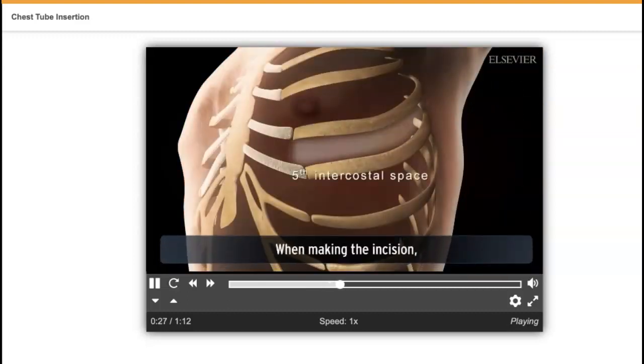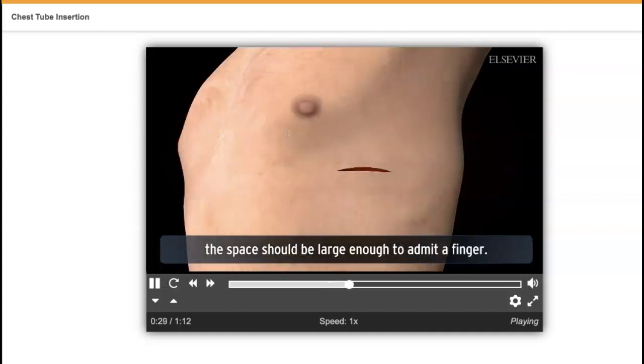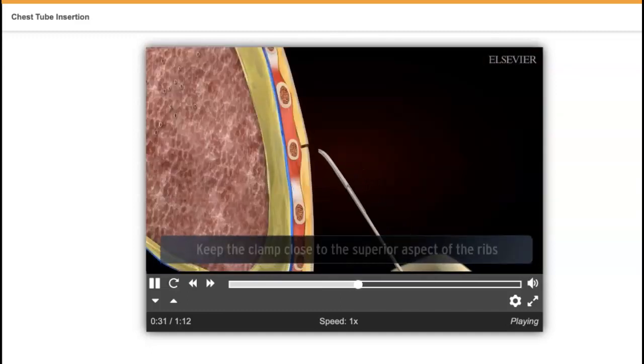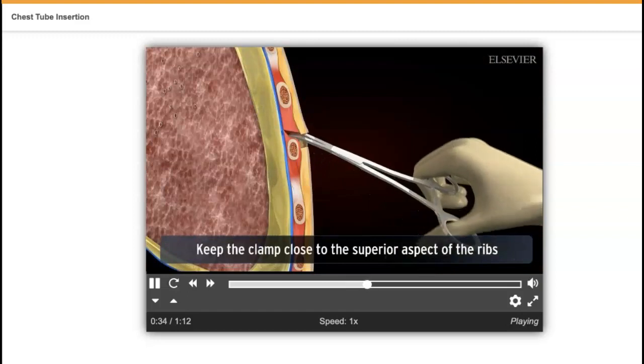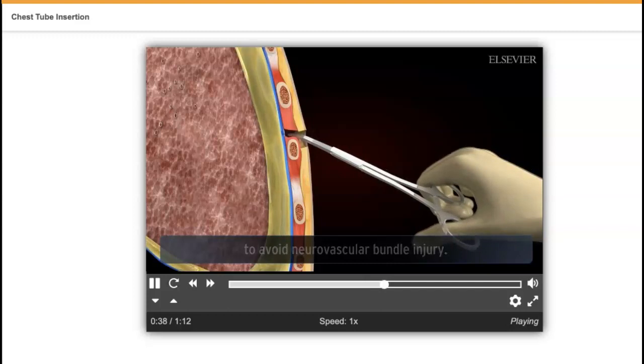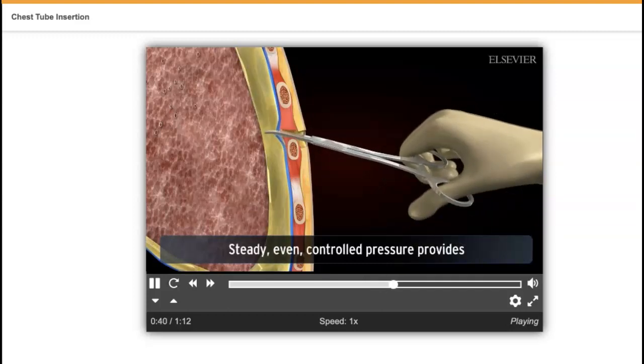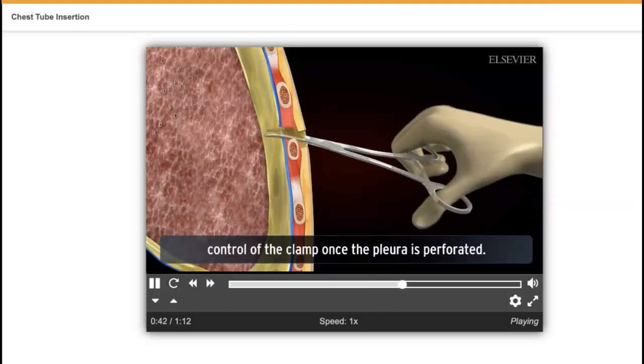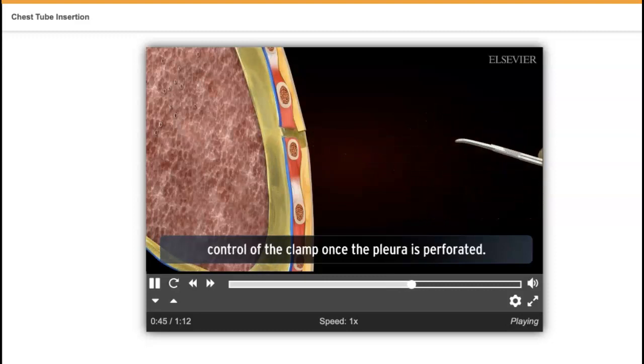When making the incision, the space should be large enough to admit a finger. Keep the clamp close to the superior aspect of the ribs to avoid neurovascular bundle injury. Steady, even, controlled pressure provides control of the clamp once the pleura is perforated.